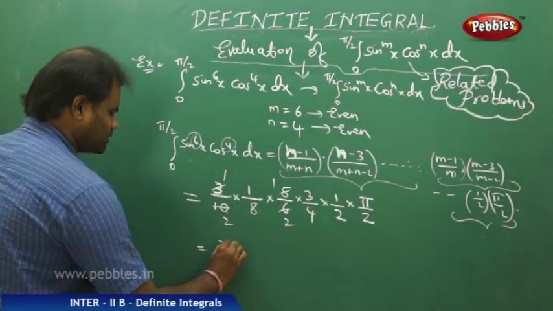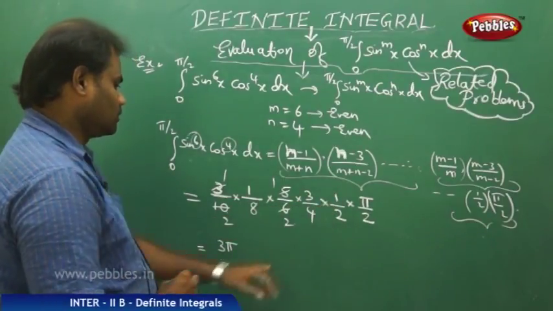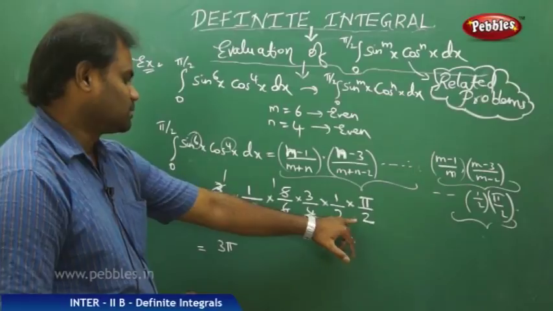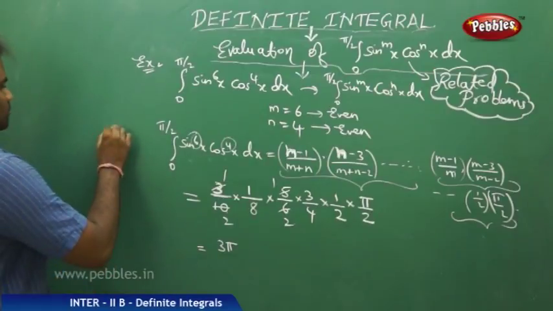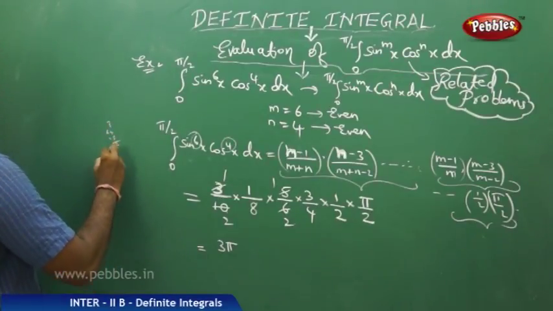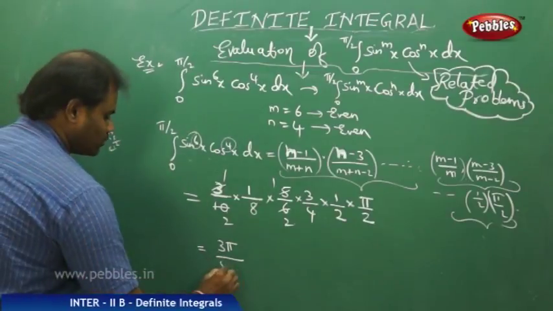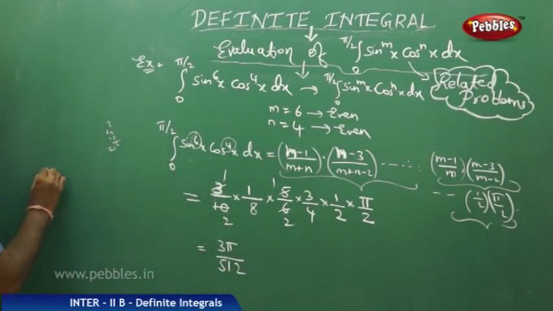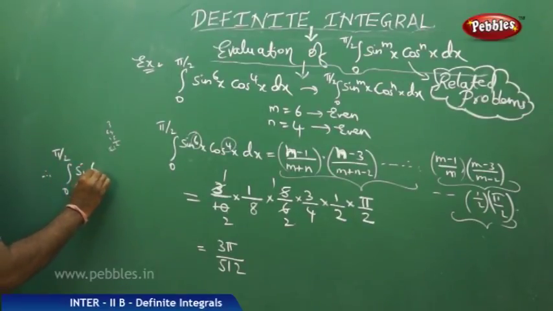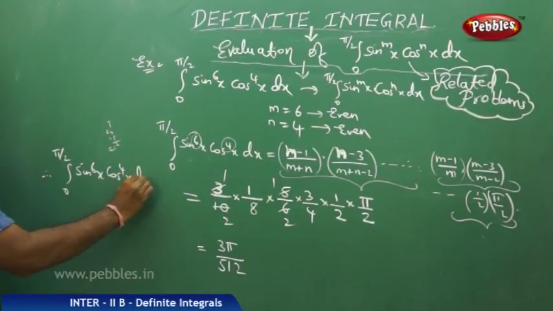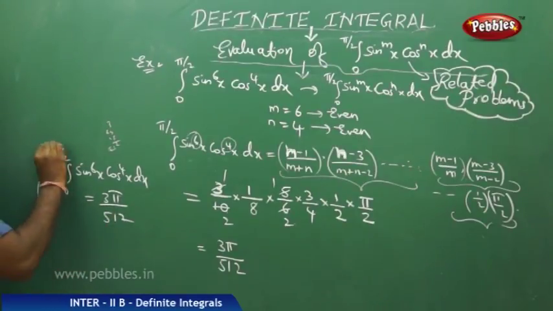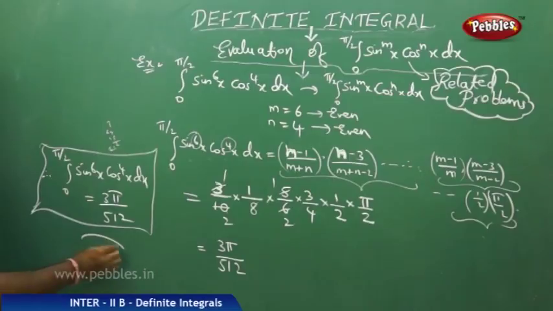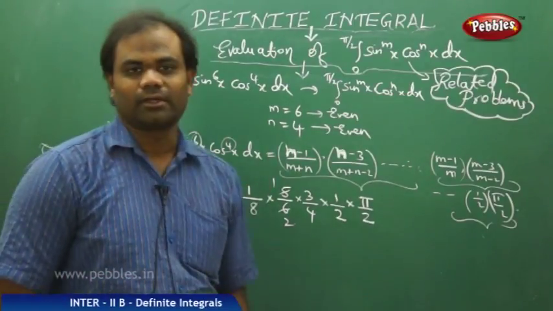Therefore, this on simplification gives 3 pi by 4, 2s are 8, 8 2s are 16, 16 2s 32, 32 2s 64 times 8, 6 8s 48, 512. Therefore, integral of 0 to pi by 2 sine power 6x cos power 4x dx is 3 pi by 512 is how we identify the integration.